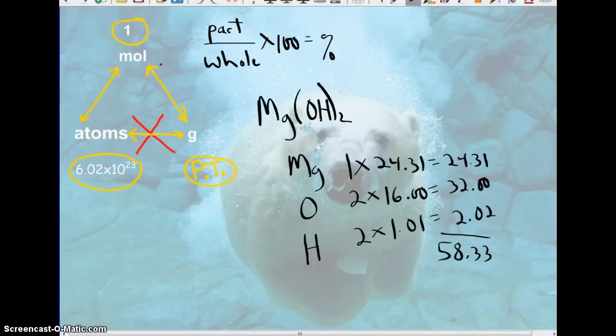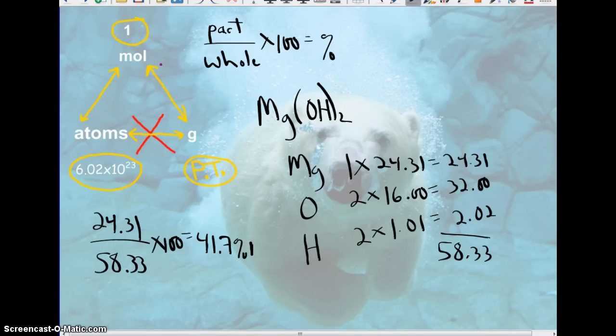So for magnesium, it was 24.31 divided by 58.33 multiplied by 100. Remember, we're going to take it to 1 decimal spot. So punch that in your calculator. You would get 41.7% magnesium. Always box in your answer.